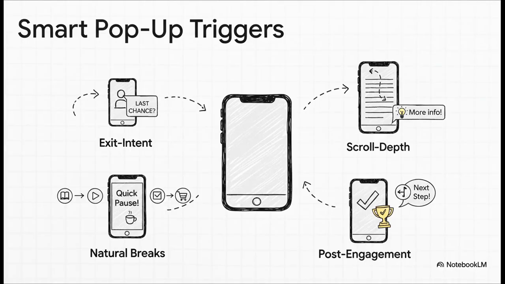But timing isn't just about a clock. It's about being smart and reacting to user behavior. These are called smart triggers, like showing a pop-up just as someone is about to leave. That's exit intent. Or maybe after they've scrolled halfway down a page. Or, my personal favorite, right after they complete an important action. See? It makes the whole thing feel connected and responsive, not just random and annoying.